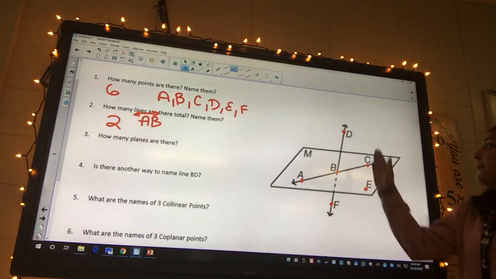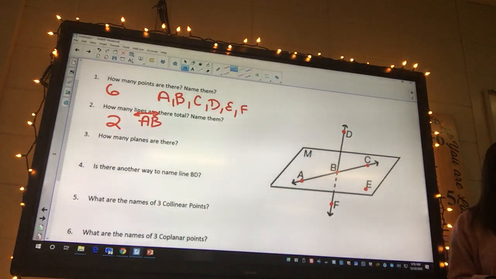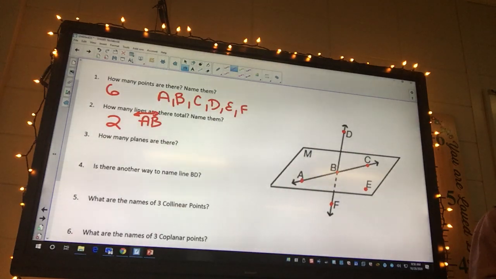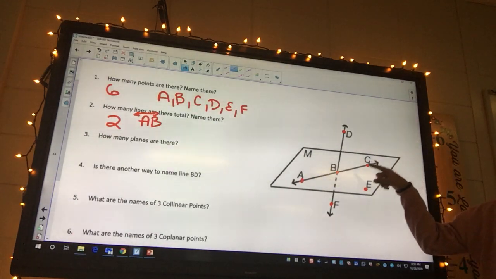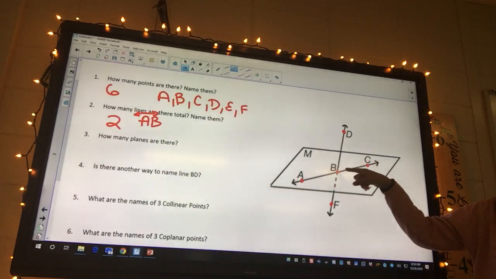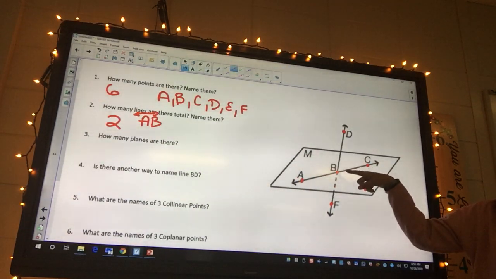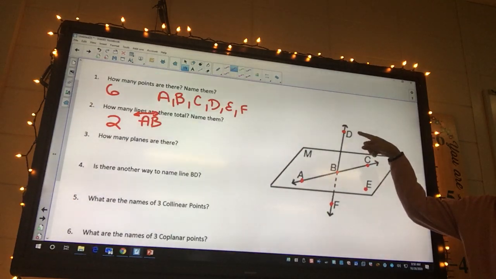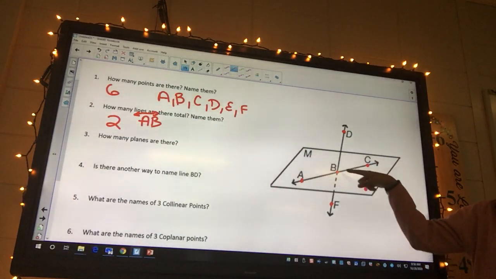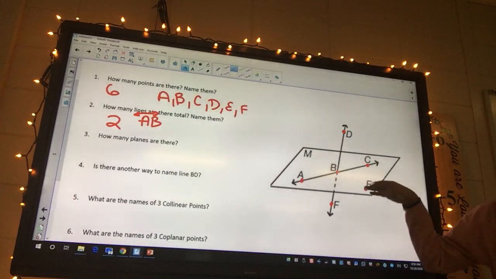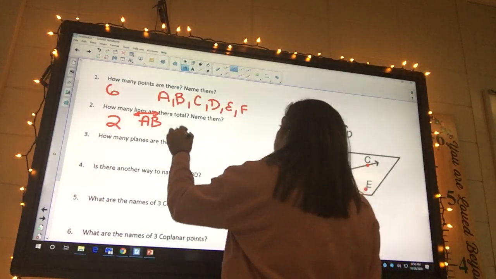Okay, what about the other line? DE. There's 3 points on it, D, B, and F. So how could I name that? DB, yeah, that's one. Or FB. FD is another one. Or DF, or BF, or FB. Any of those work.